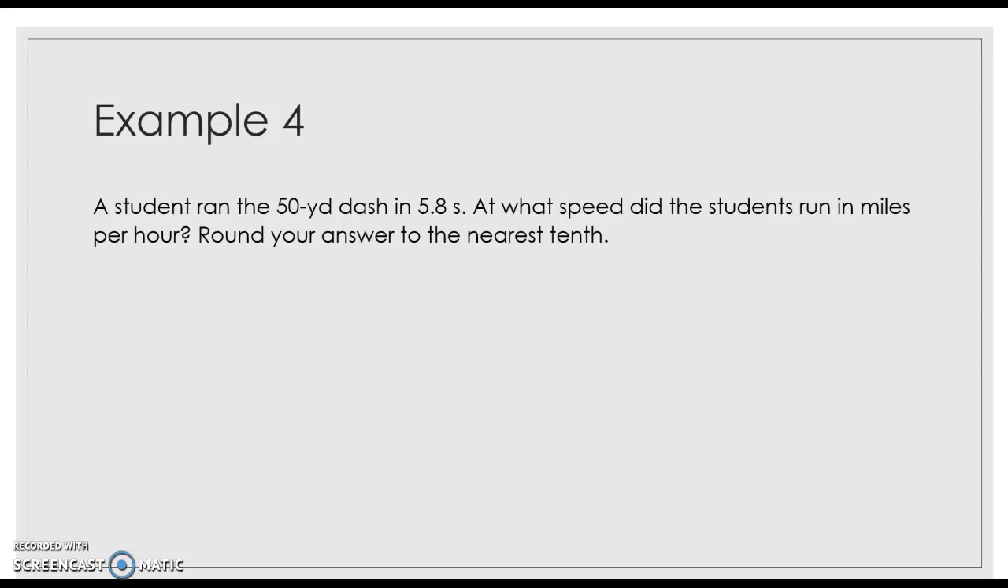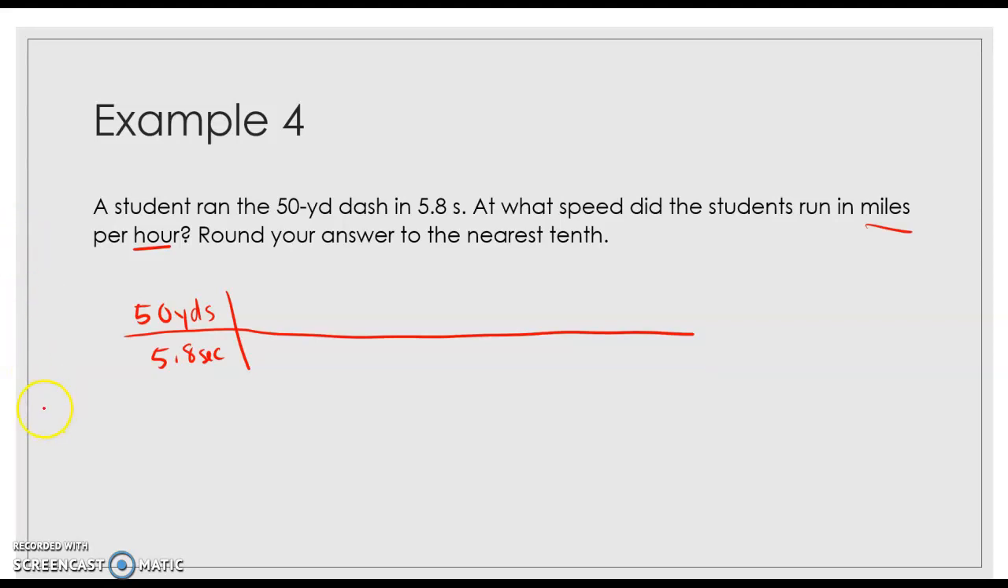Last example. A student ran the 50-yard dash in 5.8 seconds. At what speed did the student run in miles per hour? All right, so this is interesting because we've now got to change yards to miles and seconds to hours. And so what we're going to do is we know that we ran 50 yards, and this is, I'm going to make that a long fraction bar, in 5.8 seconds. I'm going to start by changing my yards to the miles.